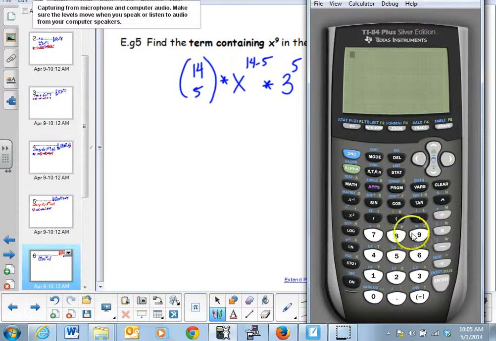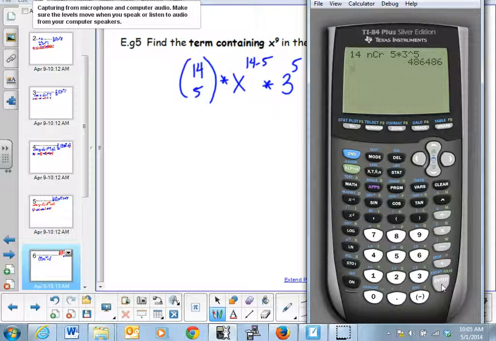I could do a sequence, but I'm going to do it on the home screen. 14 combinations of 5 times 3 to the 5th power. It's going to be some lovely number, I can tell. Oh yeah.